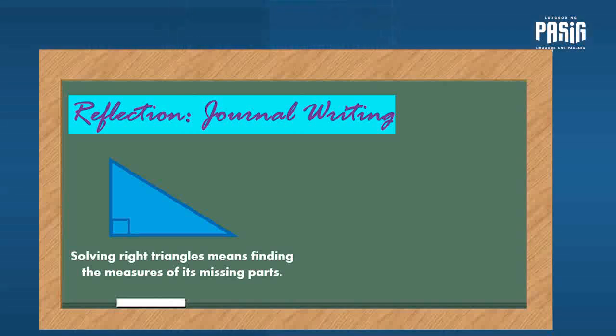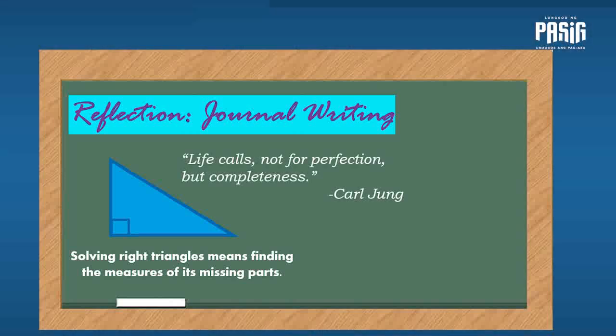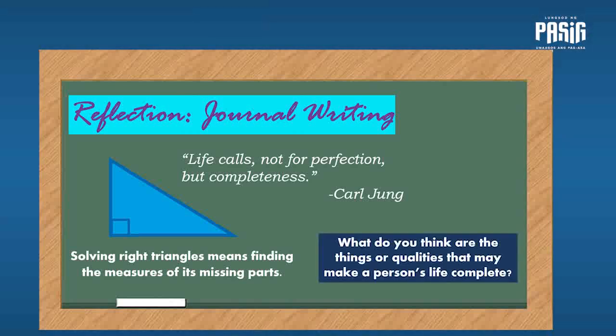We can relate the concept of finding the missing parts of right triangles to one of the best quotations of Carl Jung, that is, life calls not for perfection, but completeness. What do you think are the things or qualities that may make a person's life complete? Write your answer in your journals.